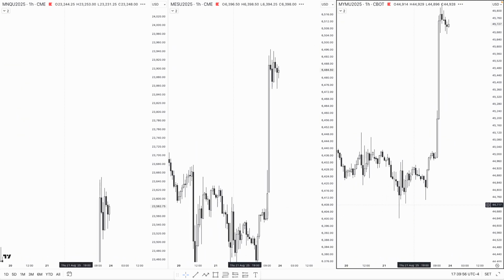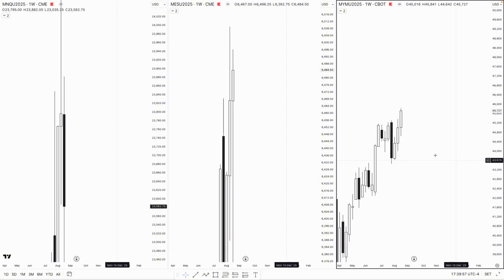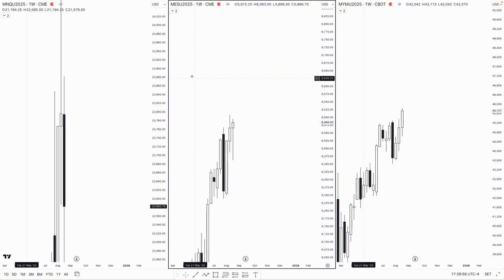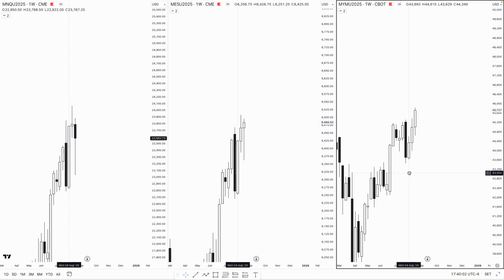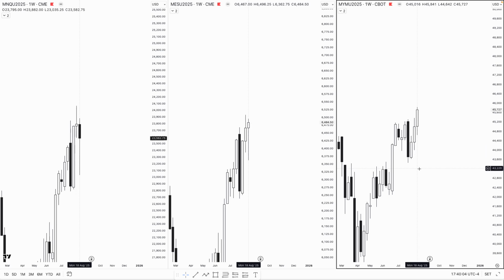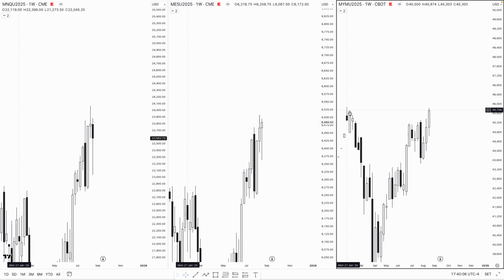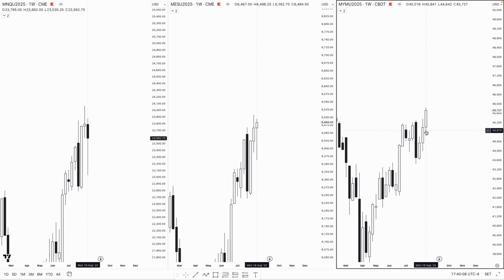So first, let's get on to the weekly time frame. If we want to see continuation of the previous week on YM higher to these highs over here, you would want to see an open low, because what do bullish candles do? They open low first and then trade higher. So open low, high close.